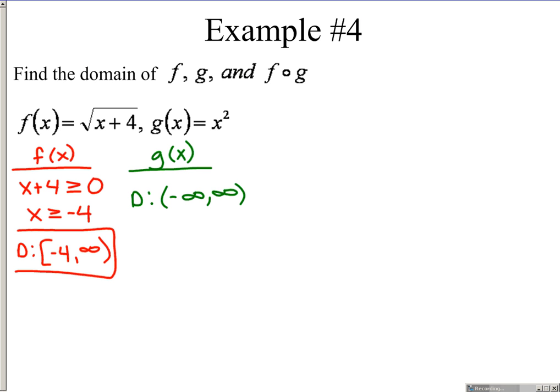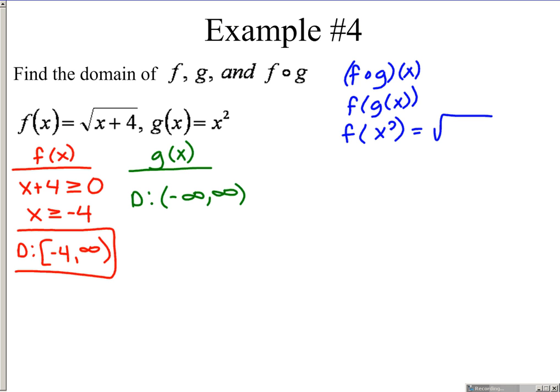Finally, we need to find the domain for f composed with g. That's just the same thing as f composed with g of x, or f of g of x. Inside function first, g of x is x squared. Evaluate now, put x squared in place of x into our f function, and we get the square root of x squared plus 4.